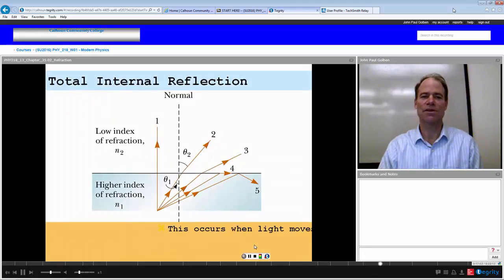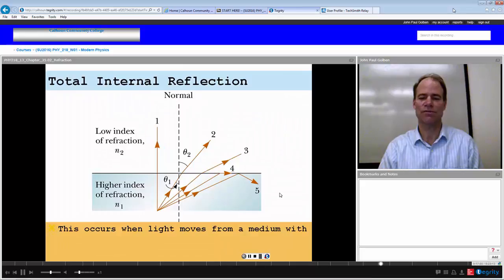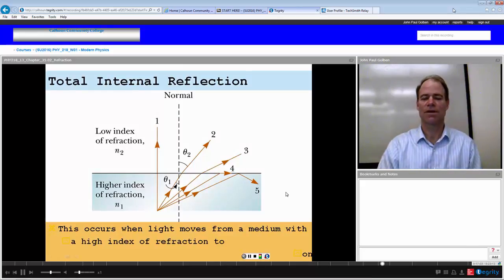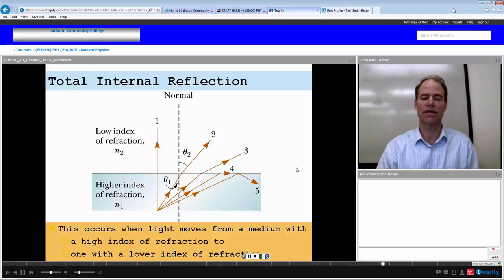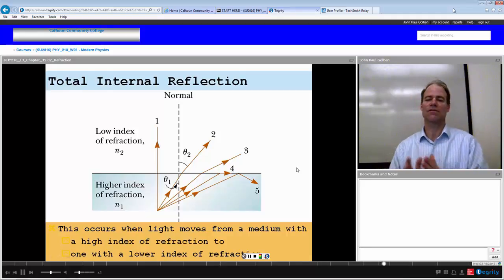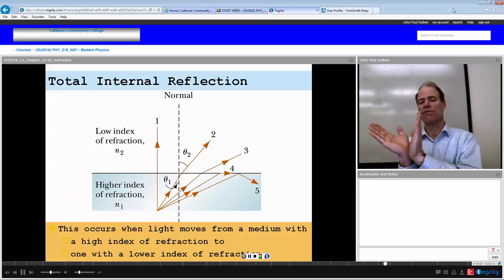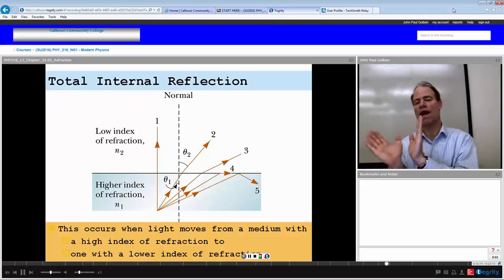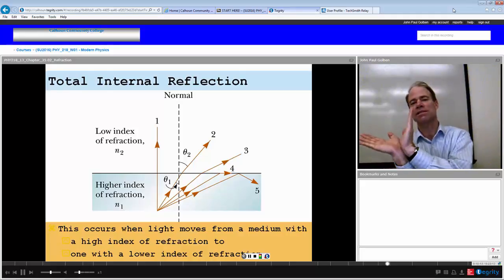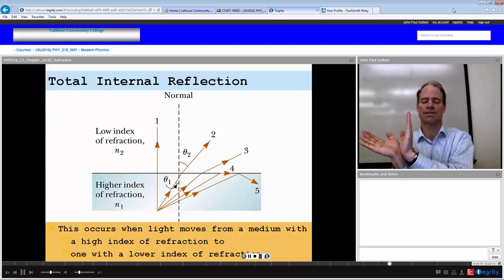You can also have total internal reflection. This occurs when light moves from a medium with a higher index to a medium with a lower index. And so you have light that's reflected, and also light that was being refracted more and more away from the normal. If you get to the point where the refraction of the light would have been 90 degrees, then none of it is going to be refracted, and all of it is going to be totally internally reflected.